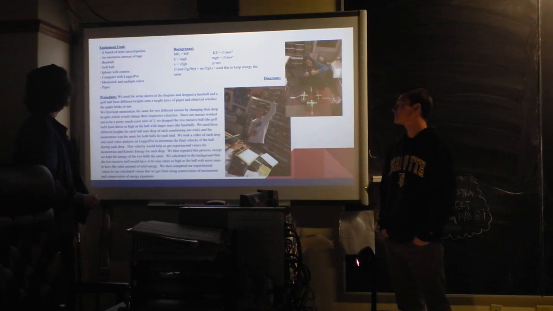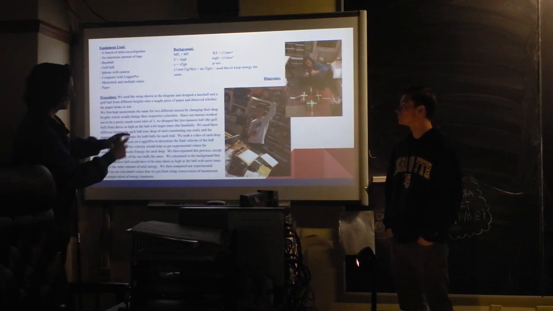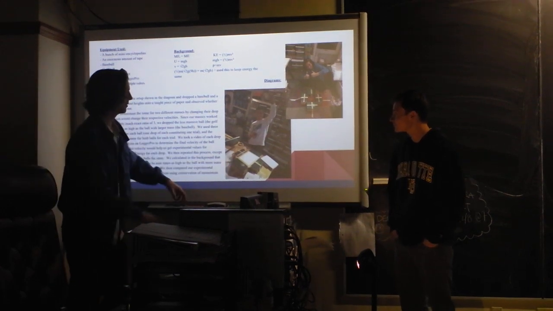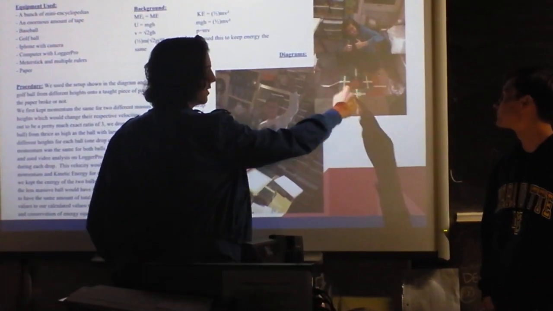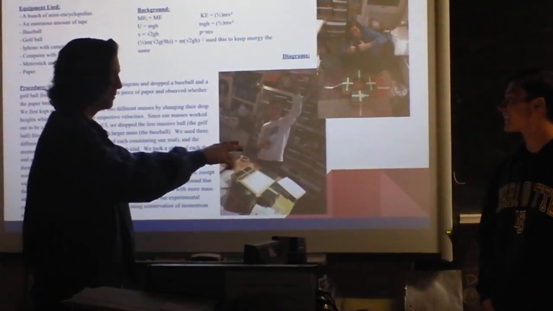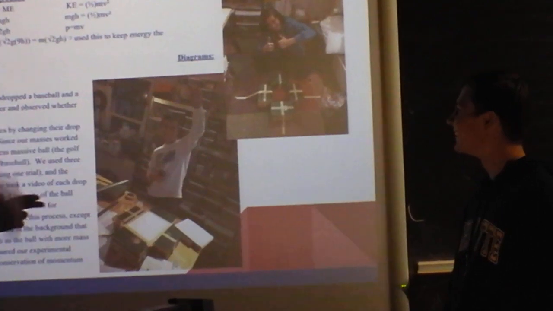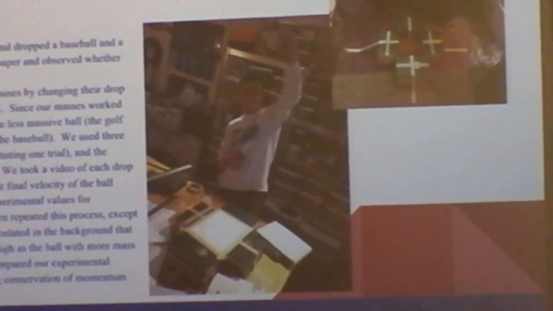So we used little mini encyclopedias like this, and we built a cavern that we taped the paper over, so there would be room for the object to fall through. We taped those down and made sure they were tight. We did it on the table at first, but later we realized we had to do it on the floor because we needed an even higher drop height.